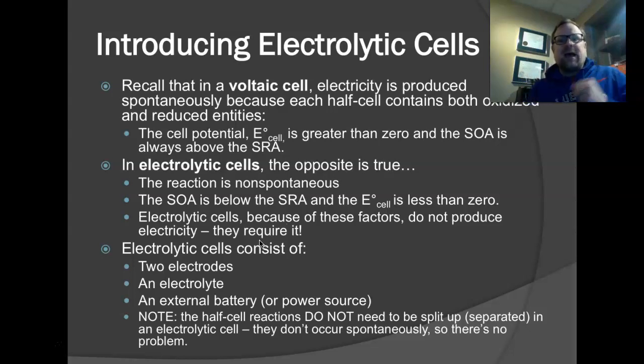So what has to happen in this case is we need to add, down here at the bottom, an external battery, a power source of some sort, to feed electrons into the system in order to turn that non-spontaneous reaction on. And here's another difference. In a voltaic cell, of course, we have a similarity. They both have 2 electrodes.